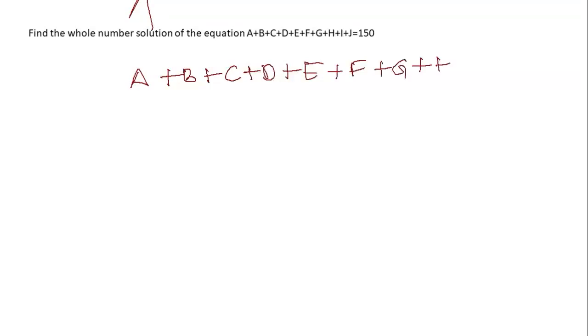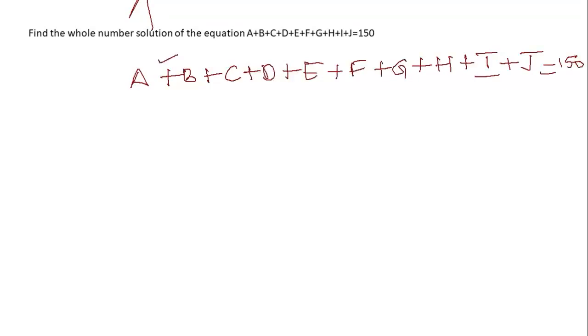So whole numbers start from zero. So we know a plus b plus c plus d plus e plus f plus g plus h plus i plus j is equal to 150. So there's no problem at all.